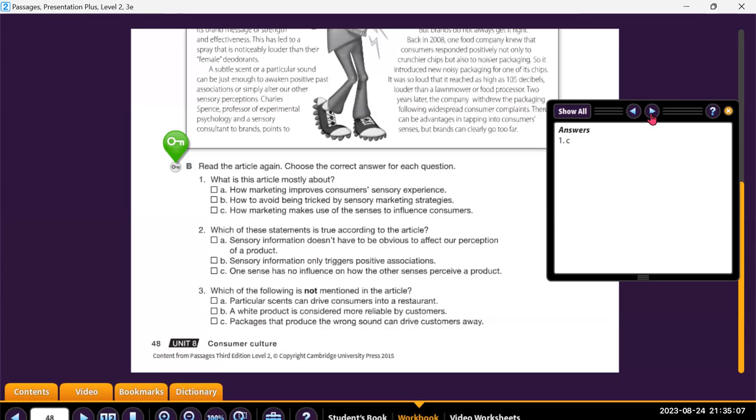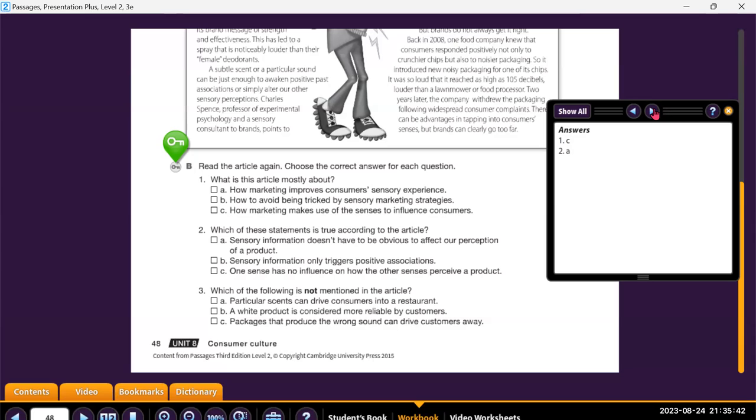Number two, which of these statements is true according to the article? I want to hear for number two. I think that it's letter B. Sensory information only triggers positive associations. Oh, it was close. It's letter A. It says sensory information doesn't have to be obvious to affect our perception of a product. That's kind of freaky. I would have said B too. Excellent. Thank you so much.